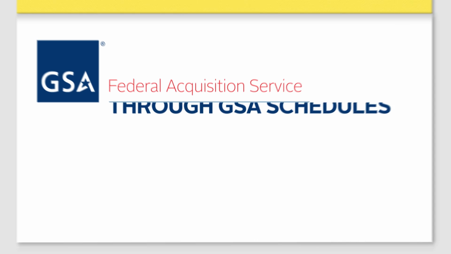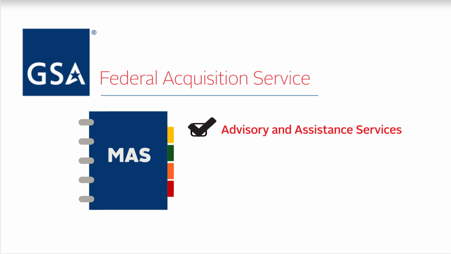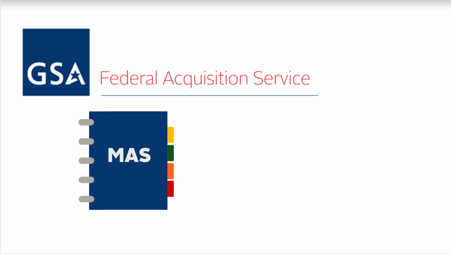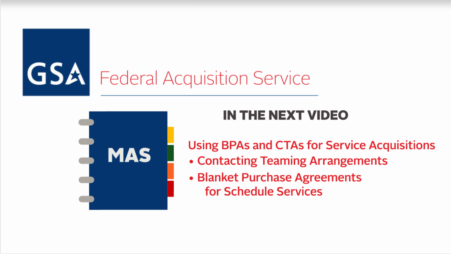This concludes Basics of Buying Part 2 of the Buying Services through GSA Schedules video series. Now that you have an understanding of the consideration for advisory and assistance services and limited sources acquisitions and awarding and administering task orders, you're ready to learn more about using the MAS program. In the next video, using BPAs and CTAs for service acquisitions, we'll cover the benefits of using contracting team arrangements and blanket purchase agreements for schedule services. See you there.